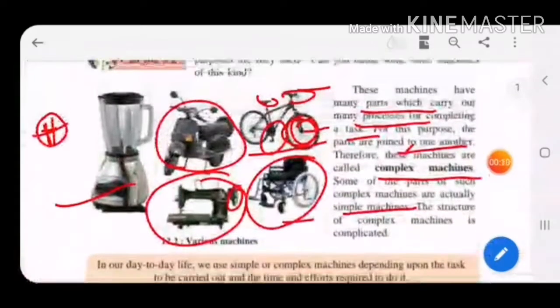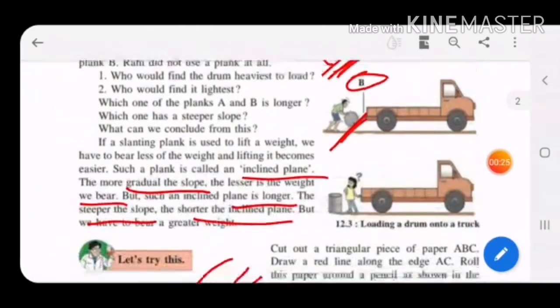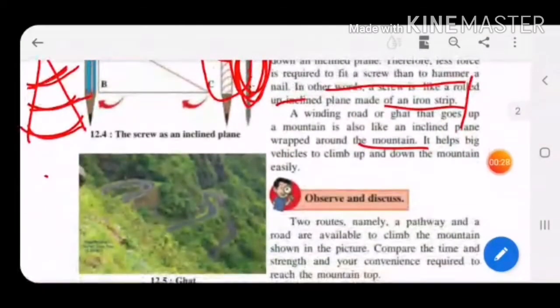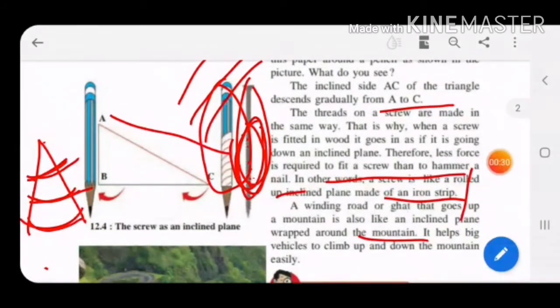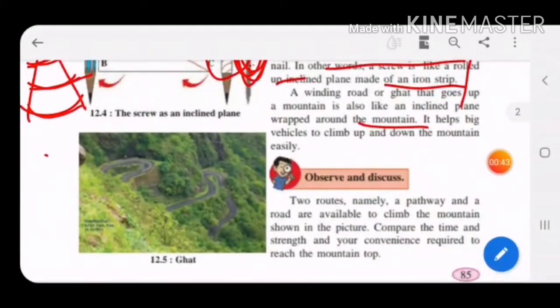Due to the inclined plane, it becomes easier for this person Hamid A to load the heavy drum. Then we have seen that on the screw there are threads in an inclined way, so it becomes easier for the screw to penetrate inside the wood. Similarly, to climb to the top of a mountain, if the way is straight, it is very difficult to climb. But if the way is made in an inclined, zigzag way, it becomes easier to climb to the top of a mountain.